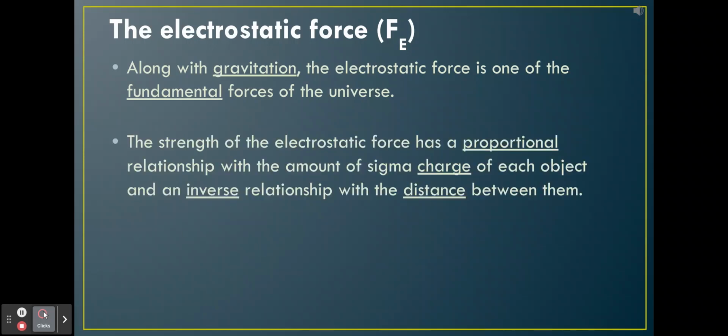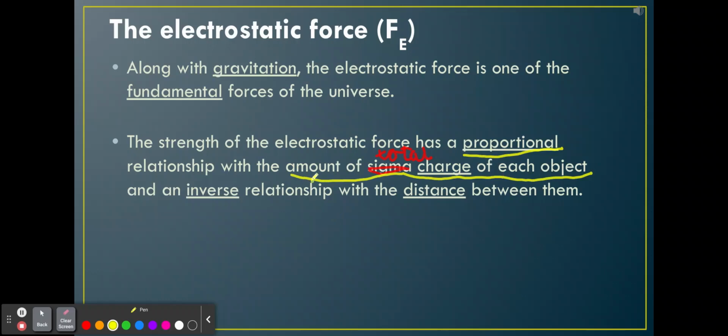So the strength of the electrostatic force has a proportional relationship with the amount of sigma charge. Sigma really just means total charge. Sigma is the symbol for it that you learned in the first unit. But I think that just thinking of it as total charge of each object, and an inverse relationship with the distance between them. I'd like to first talk about this part. Proportional relationship with the amount of total charge of each object. All right, so let's discuss that right over here.